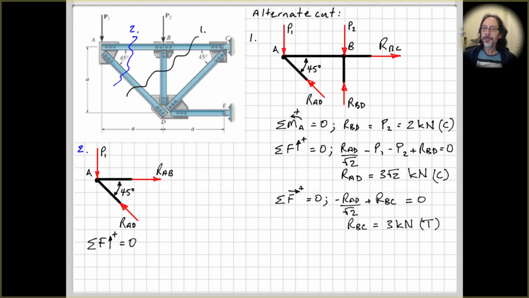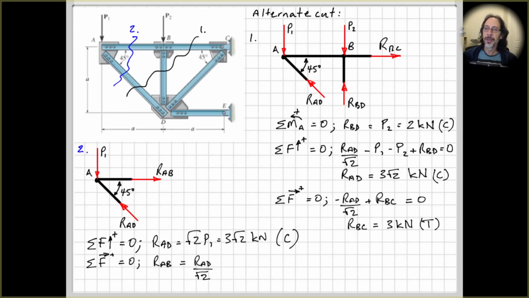Label them. Sum of the forces equals 0. So RAD over root 2 equals P1. And then just moving root 2 over to the other side, so we get 3 root 2 in compression. And then sum of the forces in the horizontal direction equals 0. RAB equals RAD on root 2. Get 3 kilonewtons, and that one's in tension. Using method of sections here, right, although because it's only through two members, we've only got two unknowns and they all pass through a point. We don't use a moment equation, so in reality it ends up being equivalent to method of joints.